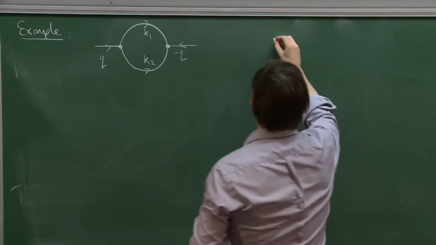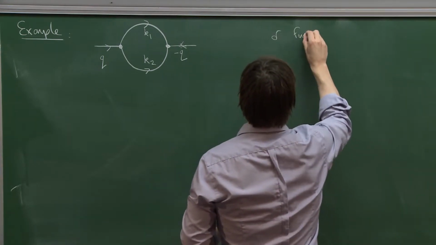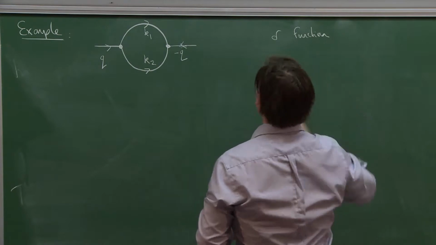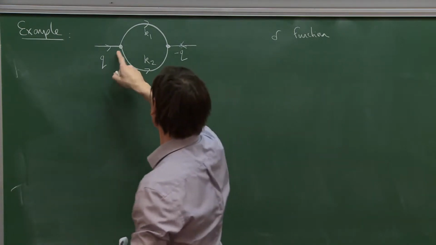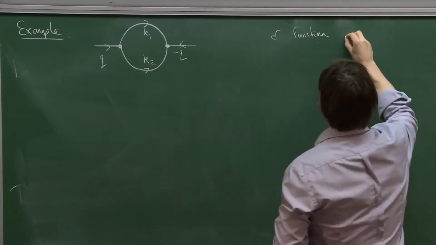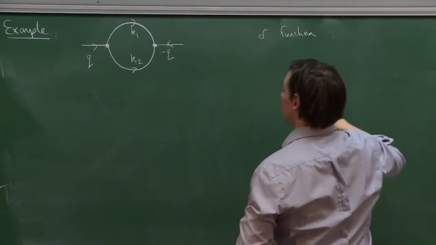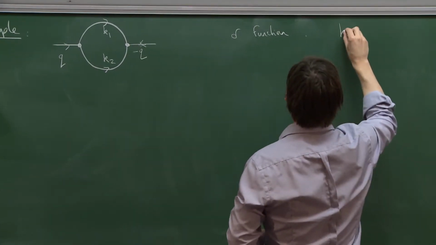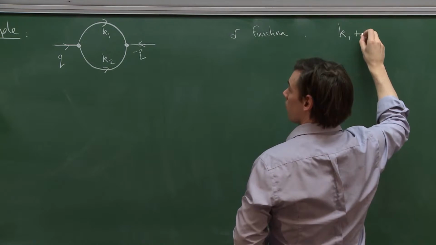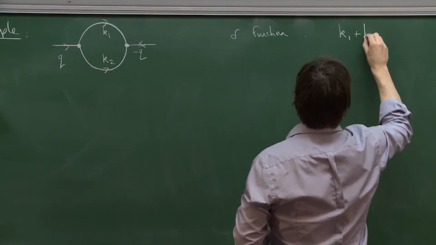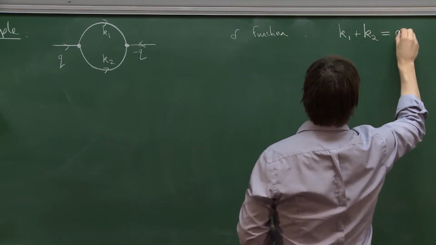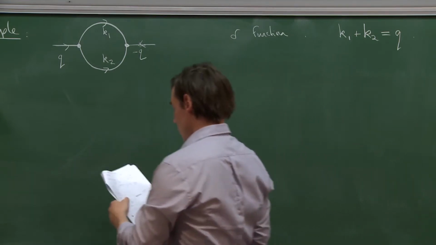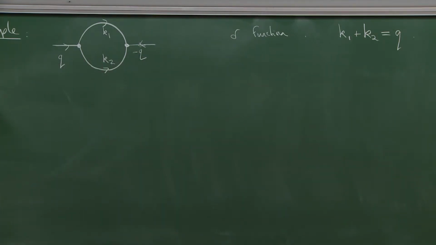So the delta function in the integral is momentum conservation at each vertex. That reduces, they're both the same condition, so it reduces to the equation k1 plus k2 equals q. So if you like, that's our domain of integration.